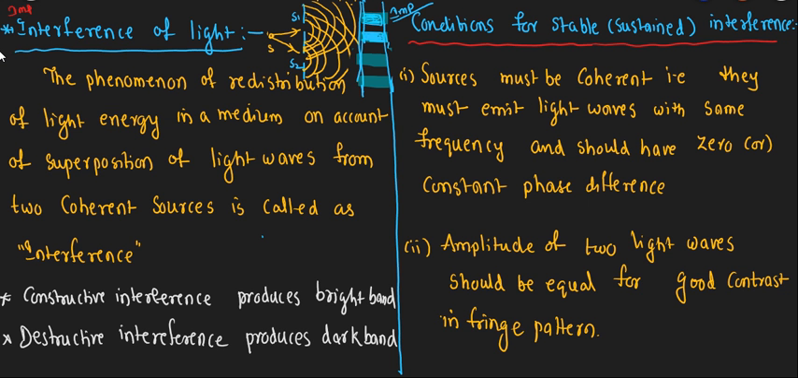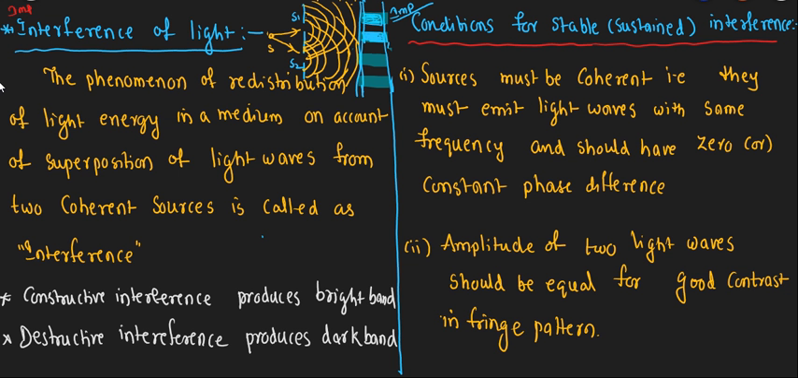Now, why are we observing the bright and dark bands? If the superposition is constructive, you will get the bright band. If the superposition is destructive, you will get the dark band. Like this, on the screen we observe bright and dark bands.